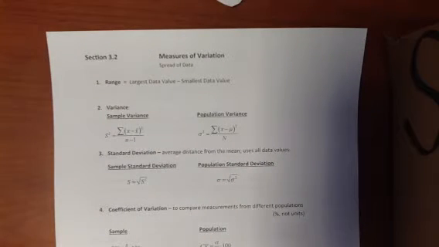In section 3.2, we talk about measures of variation. In 3.1, we had talked about measures of central tendency, where most of the data were centrally located. This section talks about how spread out the data are.